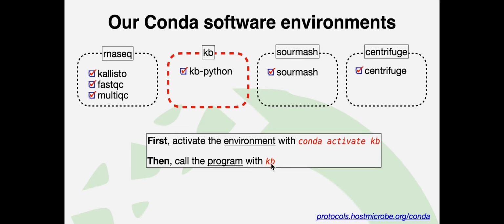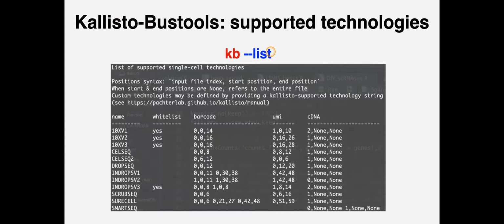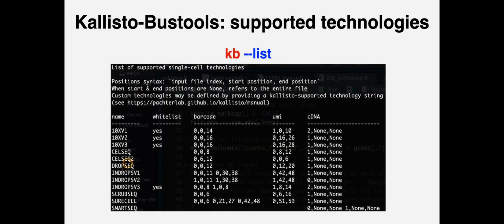Once we do that, a handy way to just check, and something I encourage you to do, is to type KB and then --list. That list option will tell you all of the supported single cell technologies that Kallisto bustools can work with. And when you type that, which we'll do in just a minute, you should get an output that looks something like this. It's a table.